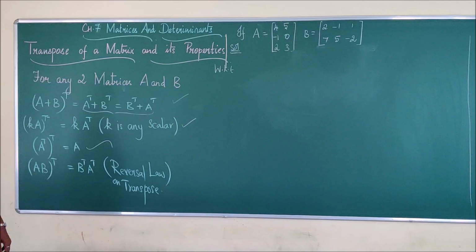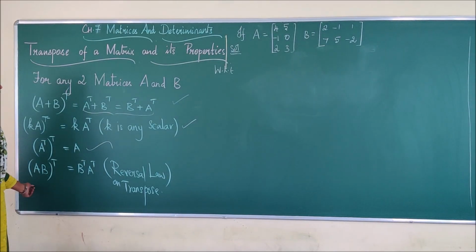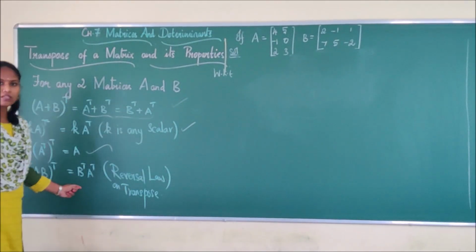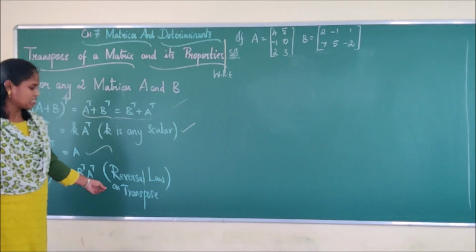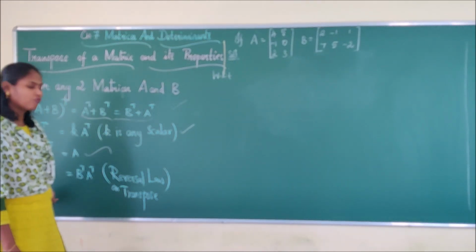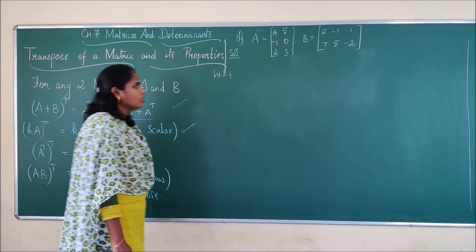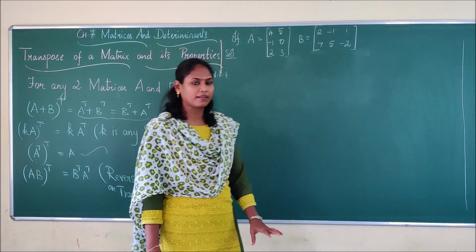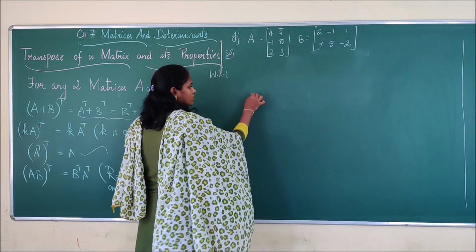Now we are going to see the final property, that is (AB) the whole transpose is equal to B transpose into A transpose. That is the reversal law on transpose. So we are going to see the proof of this property. Before going for that, we must know the rule of matrix multiplication. So what is the rule?